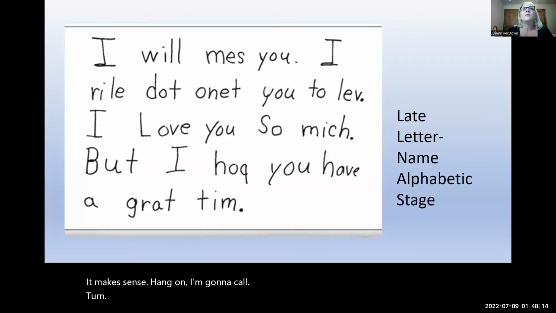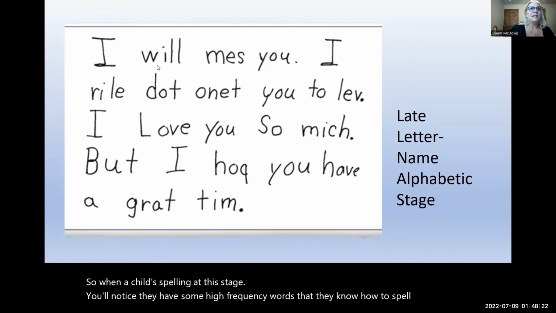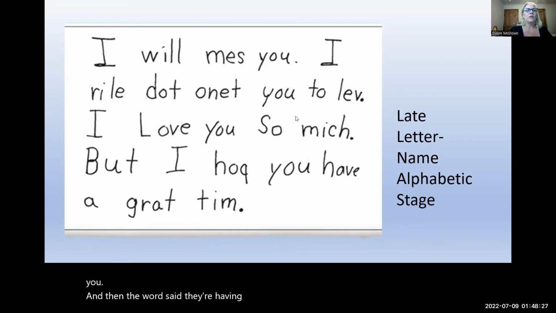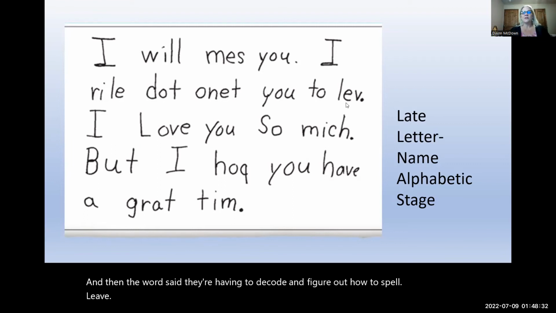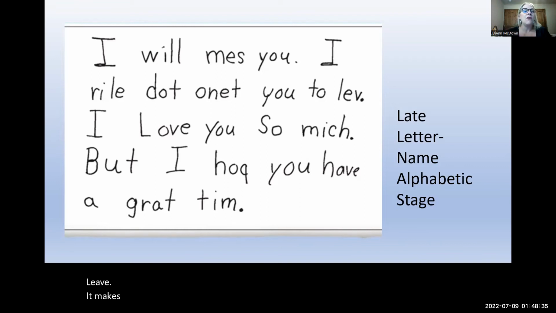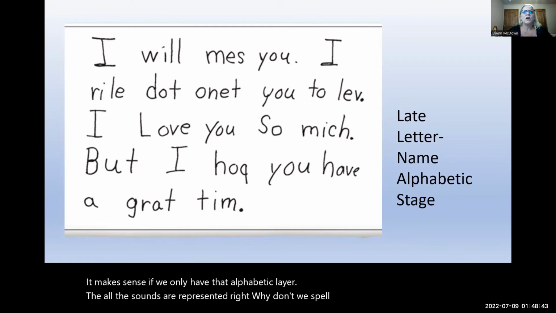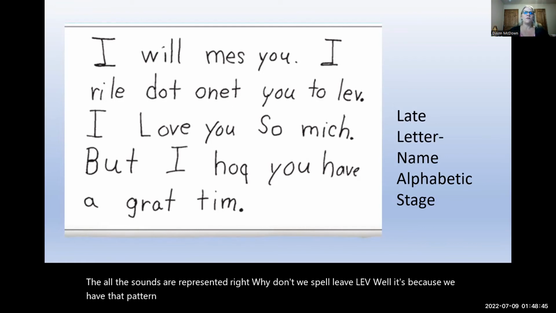So when a child's spelling at this stage, you'll notice they have some high frequency words that they know how to spell, like I and will and you. And then the words that they're having to decode and figure out how to spell, like leave, it makes sense. If we only have that alphabetic layer, all the sounds are represented, right? Why don't we spell leave, L-E-V? It's because we have that pattern layer to our language, and we have the meaning layer to our language. We have those 3 levels to our English orthography.